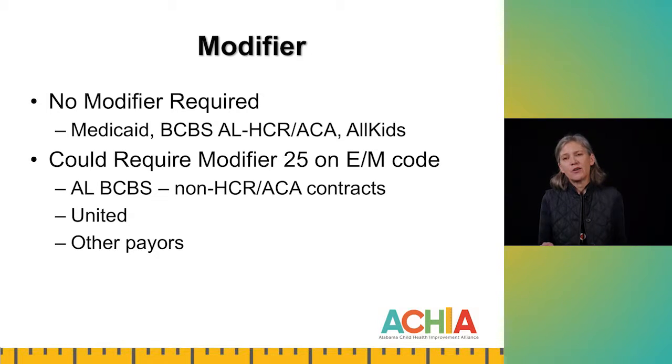As for modifiers, no modifiers are required for Medicaid, Blue Cross Blue Shield Alabama Healthcare Reform ACA contracts, or for All Kids. Now you might need a modifier 25 on the E&M code for Alabama Blue Cross Blue Shield non-HCR ACA contracts, for United, and for other payers.